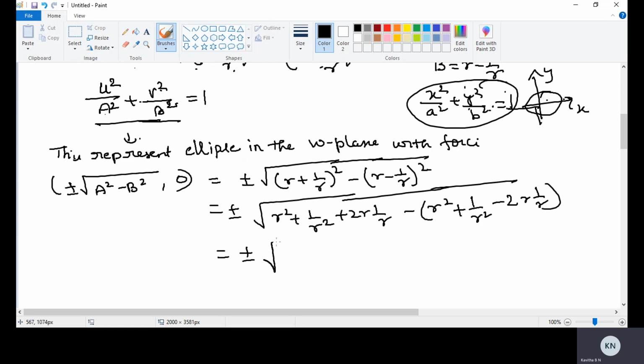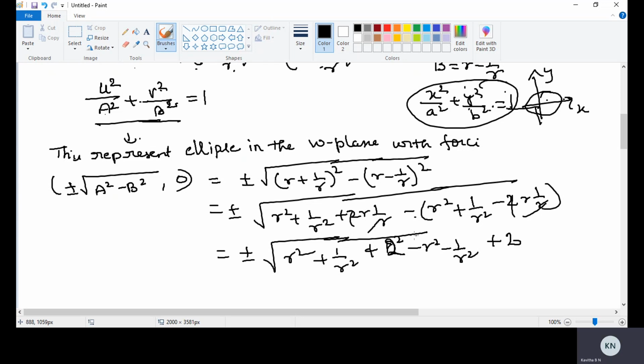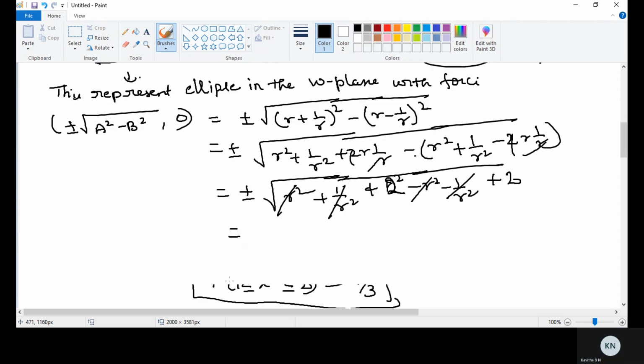Then plus or minus square root of, the 2 gets cancelled, r square plus 1 by r square minus r square plus 2 minus r square minus 1 by r square, 2 gets cancelled, minus into minus plus 2. Plus r square minus r square gets cancelled, plus 1 by r square minus 1 by r square gets cancelled. Then plus or minus square root of 4 means this is plus or minus 2.